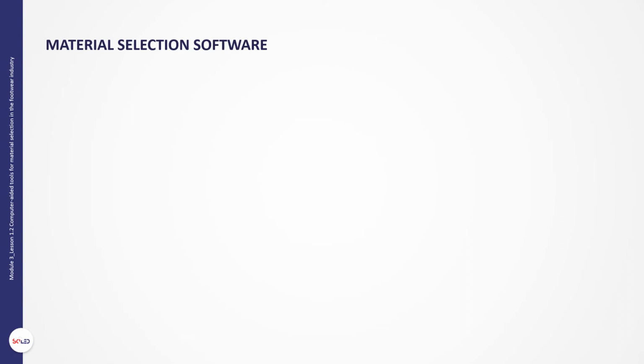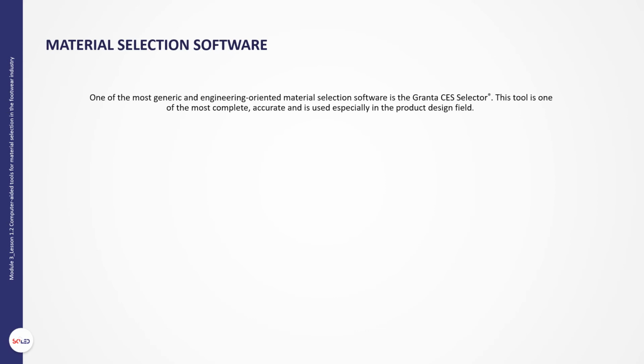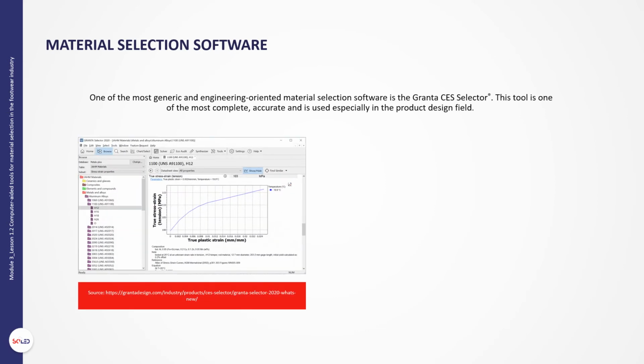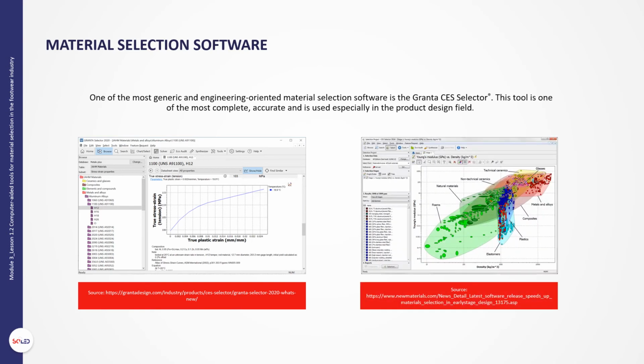Material selection software. One of the most generic engineering material selection software is the Granta CES Selector. Released in 2012, this software is one of the most complete and accurate, and it is used especially in the product design field. It is really easy to use and intuitive, but on its website it is also possible to find a large amount of resources such as videos and webinars that teach how to use the software.